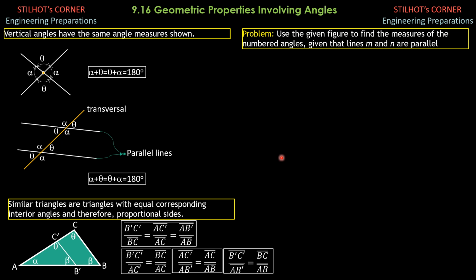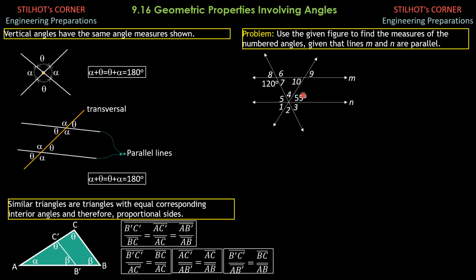Use the given figure to find the measures of the numbered angles, given that lines M and N are parallel. So this is the given figure and we have M and N parallel. So these are the givens. So by definition here, if we answer the question in numerical order of these numbers, angle 1 is also 55 degrees. So this is 55 because 55 degrees is equal to this angle here, angle 1.